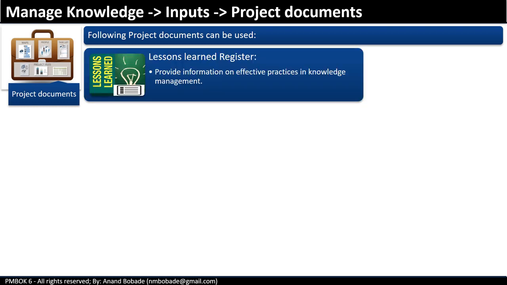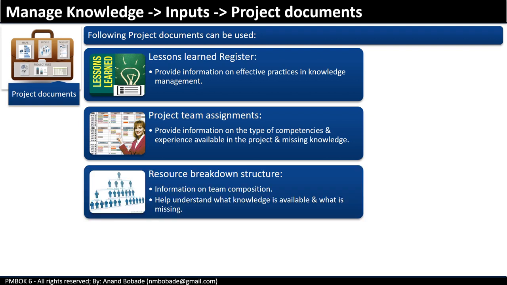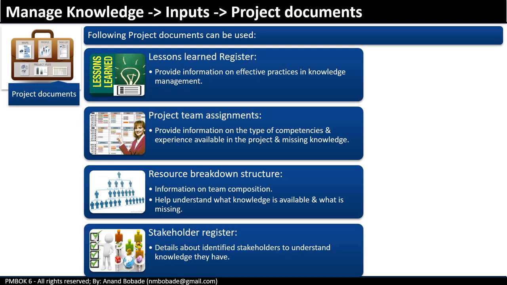The lessons learned register provides information on effective practices in knowledge management. The project team provides information on the type of competencies and experiences available in the project and missing knowledge. The resource breakdown structure provides information on team composition and helps understand what knowledge is available and what is missing. The stakeholder register provides details about identified stakeholders to understand the knowledge they have.